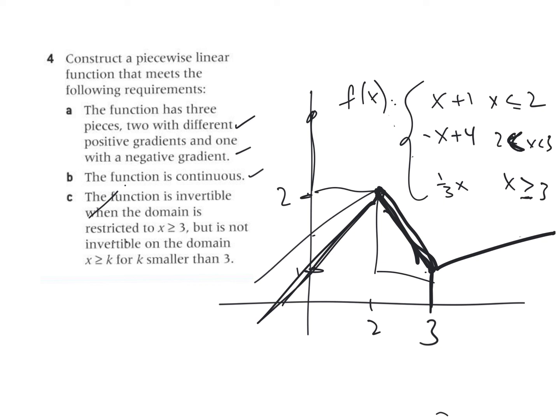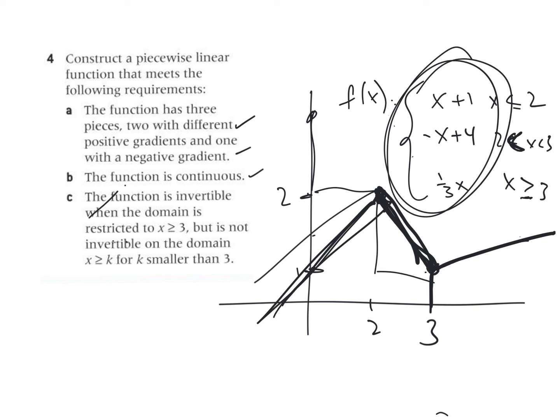So there's lots of different possibilities for these, but the key is that it's continuous, so it connects, and that at 3 is where it starts to break off as such.